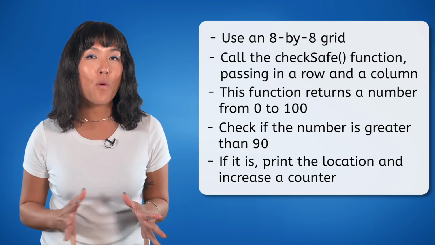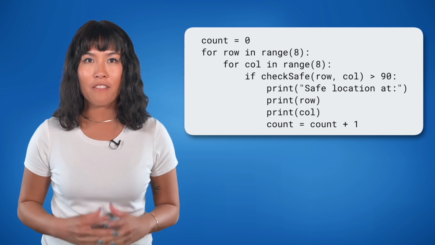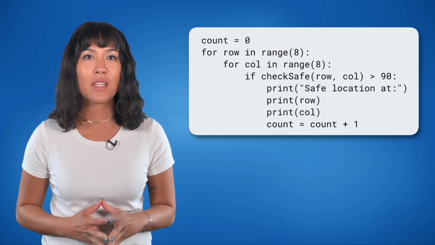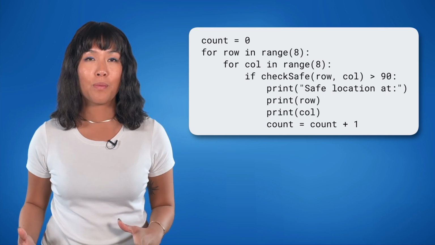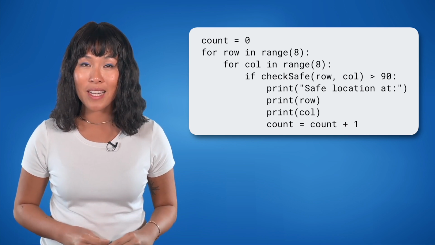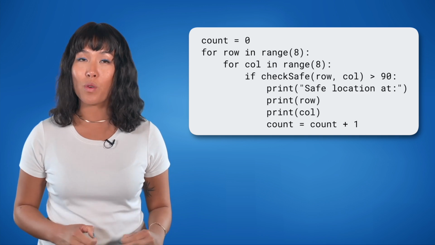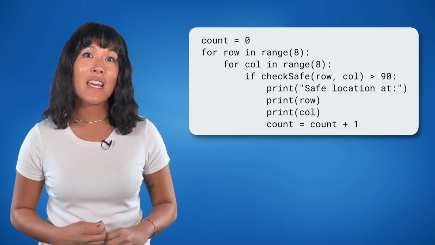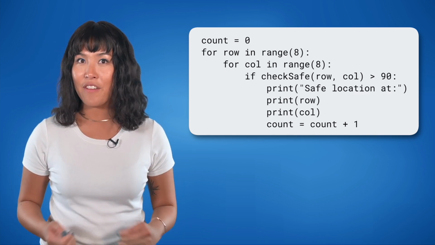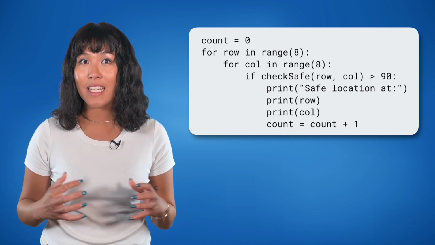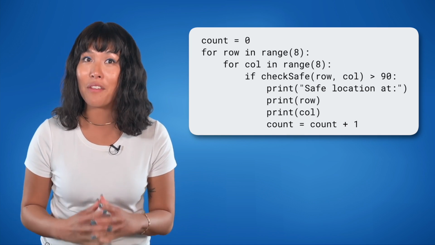Let's take a look at how we can write this code. First, we initialize our count variable to 0. Then we set up a nested for loop, checking an 8x8 grid. Within the inner loop, we check if the safety value returned from the checkSafe function is greater than 90. If it is, we print out the location and increase our counter to keep track of the number of safe locations.